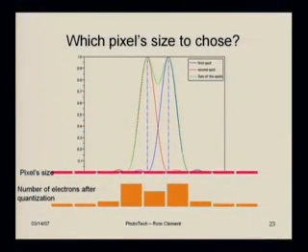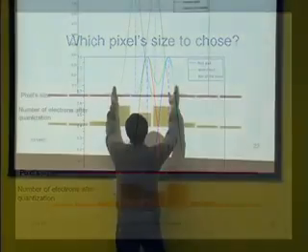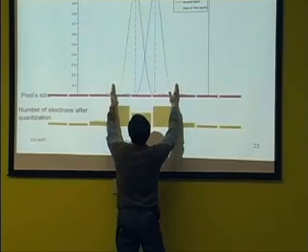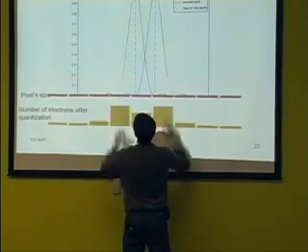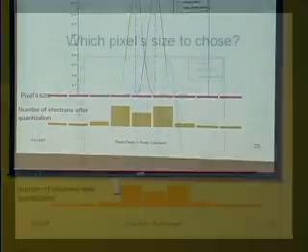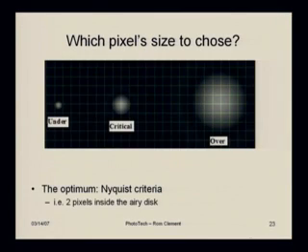So I basically need to have 3 pixels contained between the two zeros of my total function, which is the sum of the two spots. And this is what is just called the Nyquist criterion.